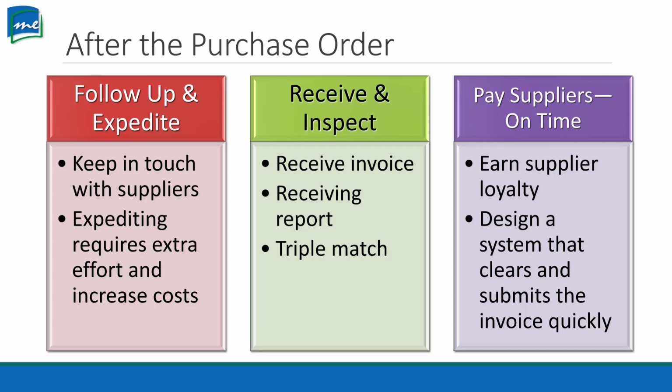So after the purchase order, we want to follow up. Keep in touch with our suppliers. And if we need to expedite a shipment for some reason, that's going to take extra effort and it's going to cost us money. We need to receive and inspect our goods. So we receive the invoice. Make sure that matches what we actually receive. So we have our receiving report. We need to make sure of that triple match: purchase order to the invoice to the receiving report. Make sure everything matches, that we're billed for what we've received and that's what we've ordered.